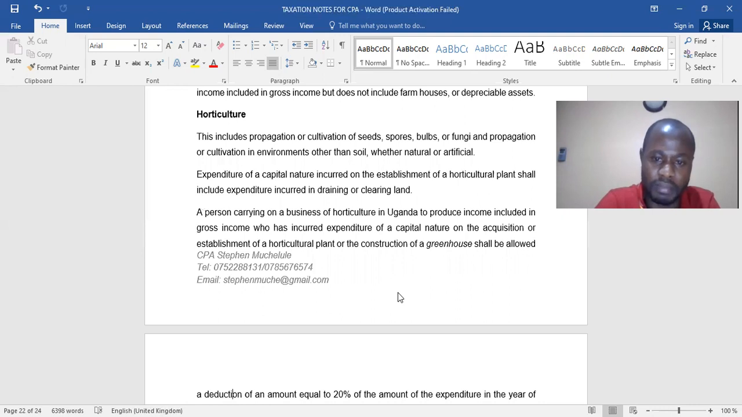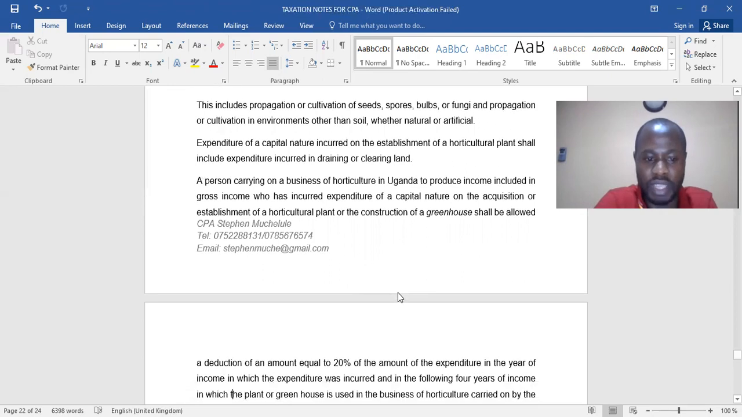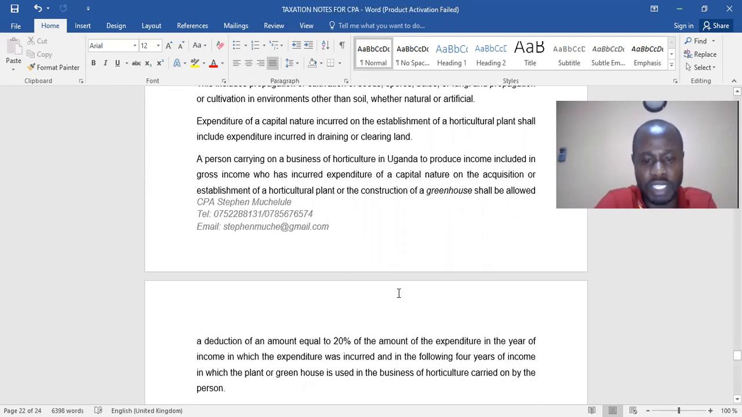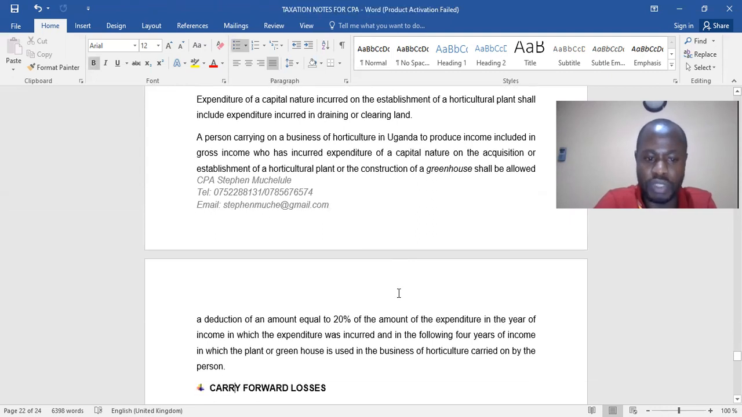Are we together? Then that person shall be allowed a deduction of an amount of 20% of the amount of the expenditure in the year of income in which the expenditure was incurred, and in the following 4 years of income in which the plant or greenhouse is used in the business of horticulture carried on by the person.